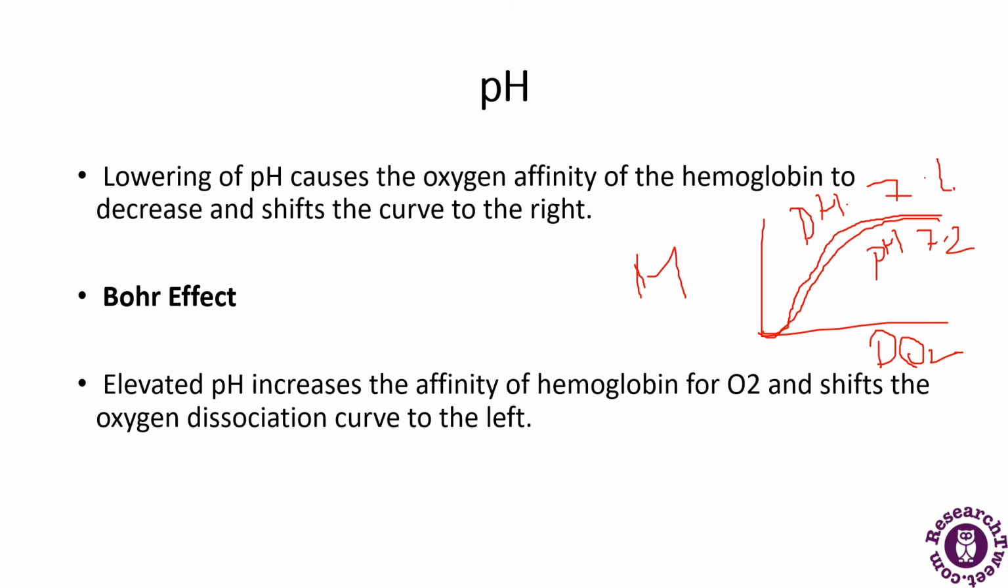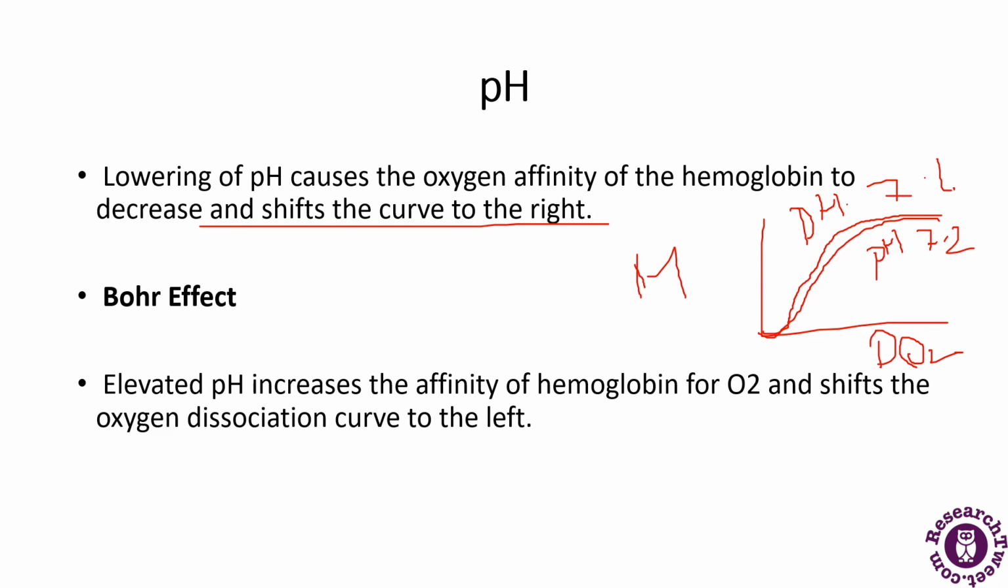So here the graph will shift to the right. Now there is a Bohr effect, which is explained here. The Bohr effect is the effect of pH on the oxygen affinity of hemoglobin. So this is known as the Bohr effect.